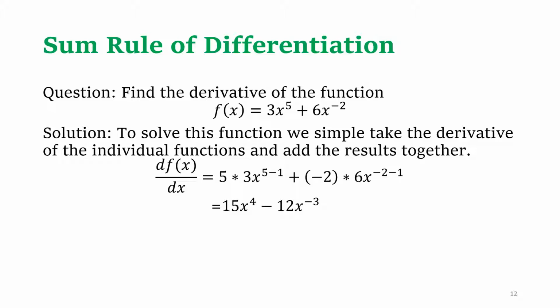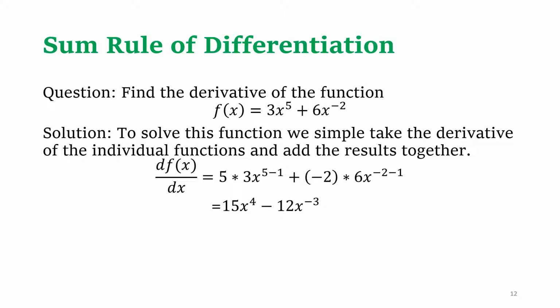Now we have f of x equals 3x to the power 5 plus 6x to the power minus 2. Now remember, when we say x to the power minus 2, this minus sign represents what? 1 over x, right? So that becomes 1 over x squared, okay? For those of you who don't know, x to the power minus 2 is 1 over x squared, right? So that becomes 6 over x squared. It's the same as 6x to the minus 2.